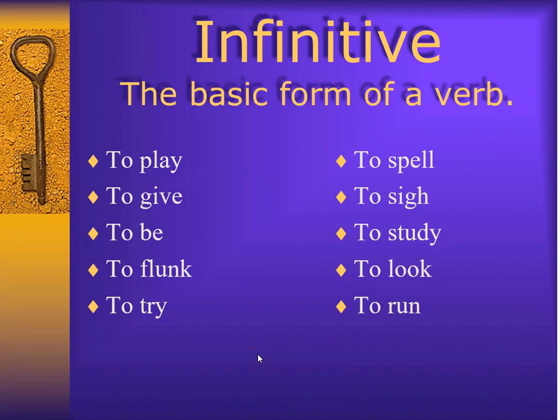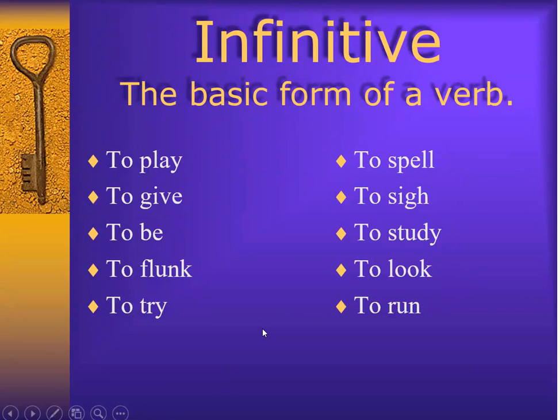Starting with infinitive. Remember what an infinitive is? The infinitive is the basic form of a verb. In English, you can identify that a verb is in the infinitive form because you have "to" before it. So when you see something like to play, to give, to be, to flunk, to try, etc., you can say, oh, this verb is in its infinitive form, okay?